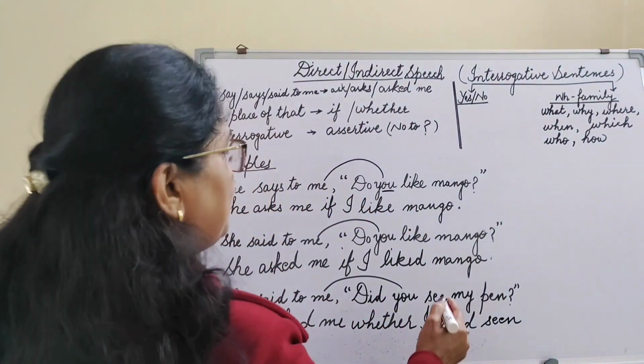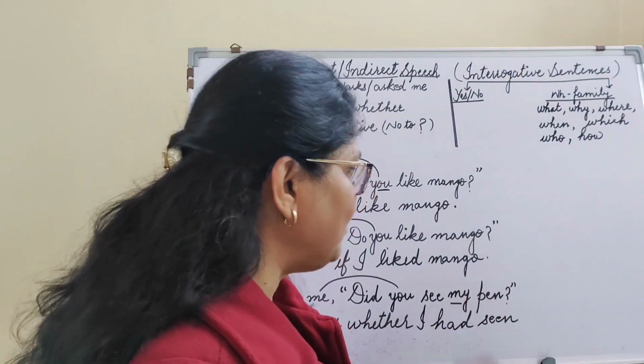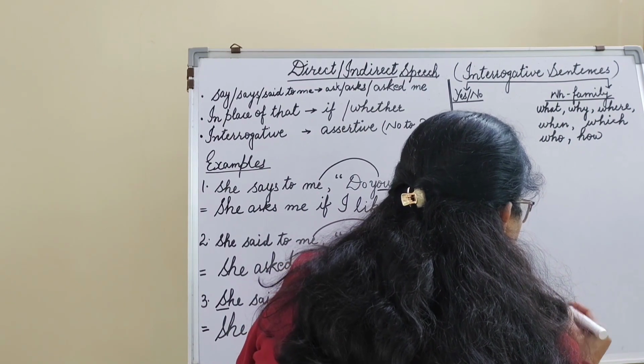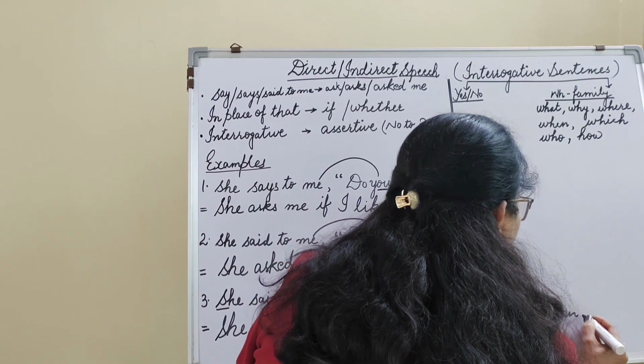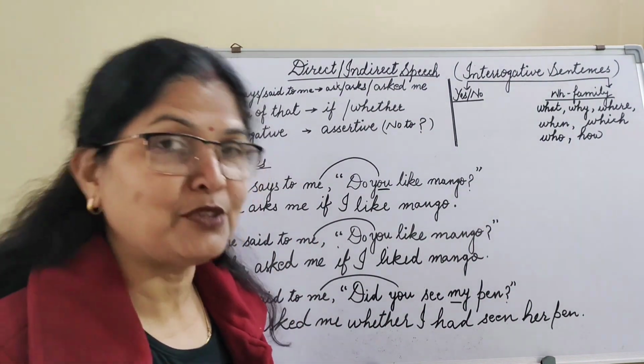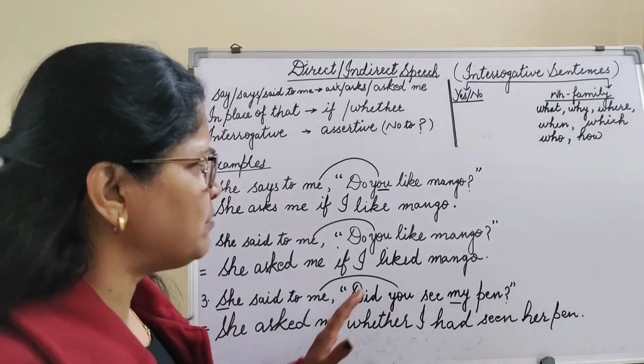I had seen. My will change according to she. So, my pen will change to her pen. And full stop. Was it at all difficult? It was not at all difficult. Very simple it is. When you understand the rules, it becomes very easy.